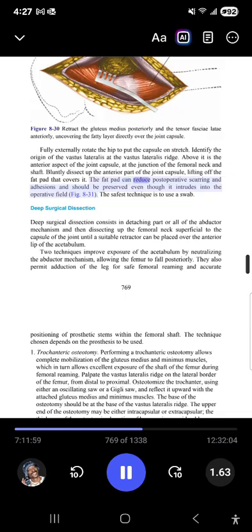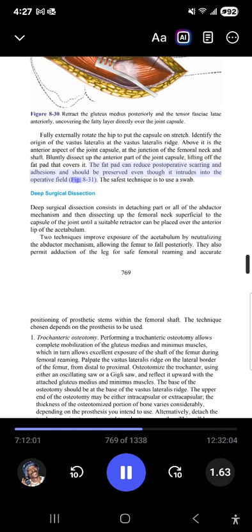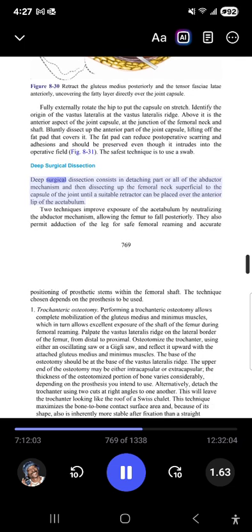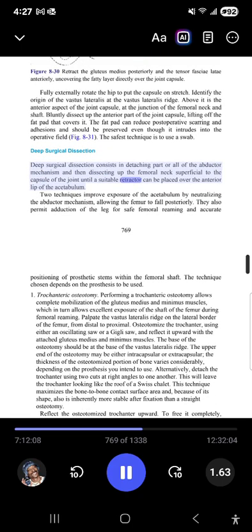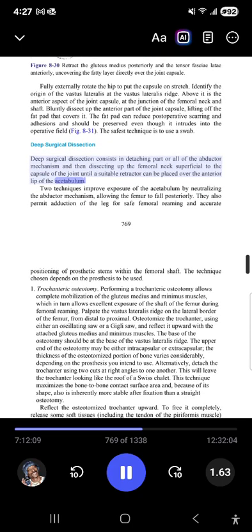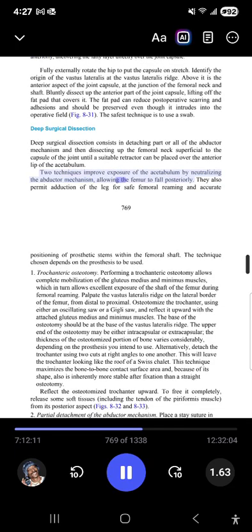The fat pad can reduce postoperative scarring and adhesions and should be preserved even though it intrudes into the operative field. Figure 8-31. The safest technique is to use a swab. Deep surgical dissection consists of detaching part or all of the abductor mechanism and then dissecting up the femoral neck superficial to the capsule of the joint until a suitable retractor can be placed over the anterior lip of the acetabulum.